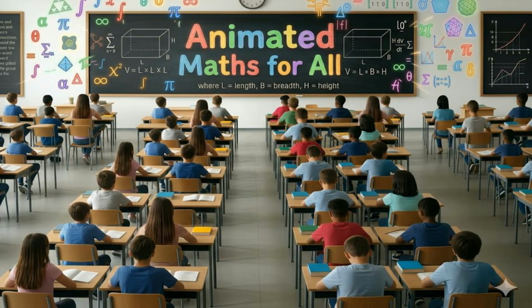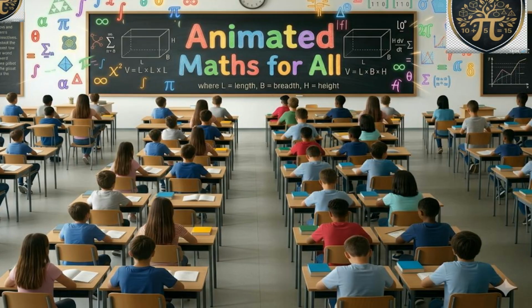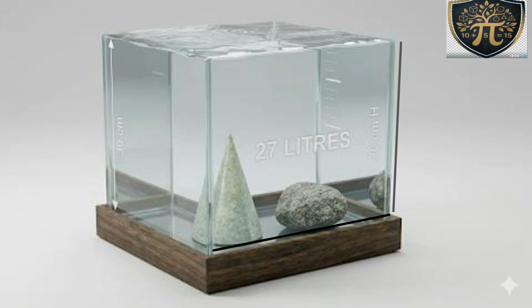We are going to study the concept of volume today. Volume is the measure of the amount of space occupied by a three-dimensional object or space. Observe this tank of water. It has a length of 45 centimeters, a width of 20 centimeters, and the water height is 30 centimeters. The total volume of water is 27 liters.